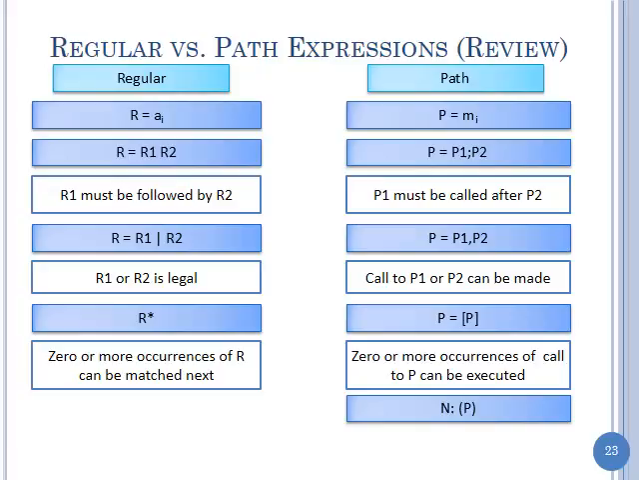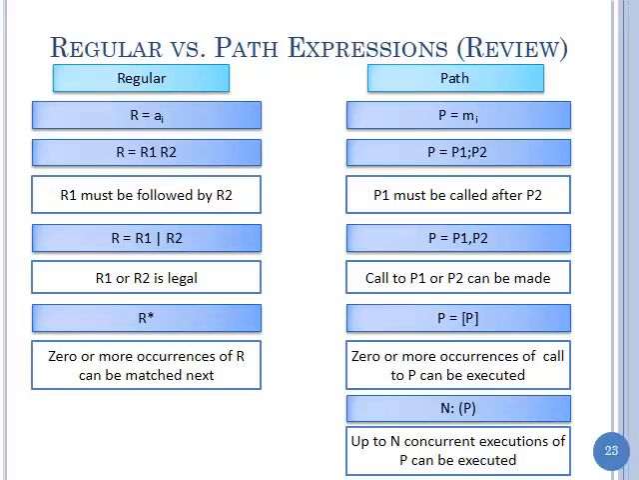Plus, you can have this. Anybody want to guess what this means? I shouldn't say call to P; this is a regular expression. So occurrences of P, which can involve multiple. Up to n concurrent executions of P can be active. You know that in regular expressions you can't count, right? Here we are saying you can count. This is more than a regular expression.